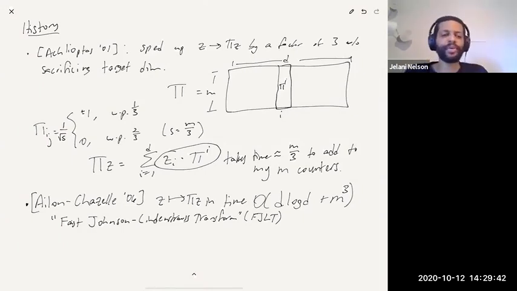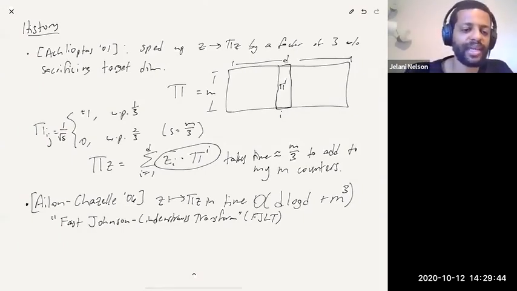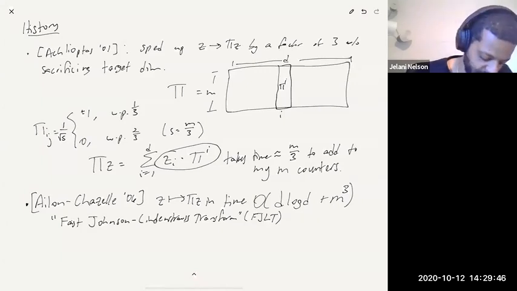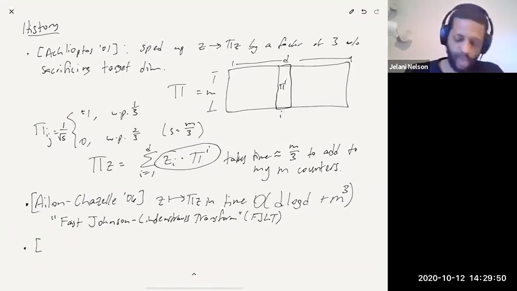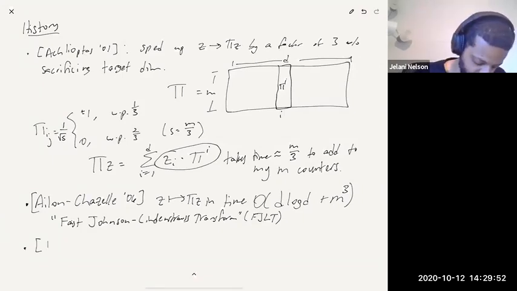And the first paper that showed that you could do something with an asymptotic improvement for this was Dasgupta, Kumar, and Sarlós.